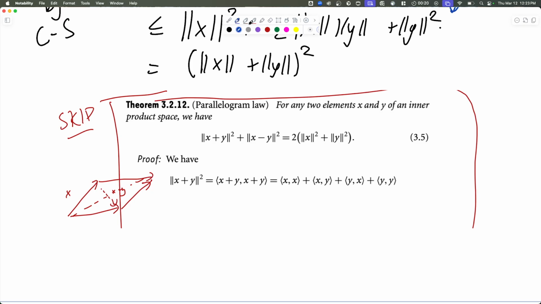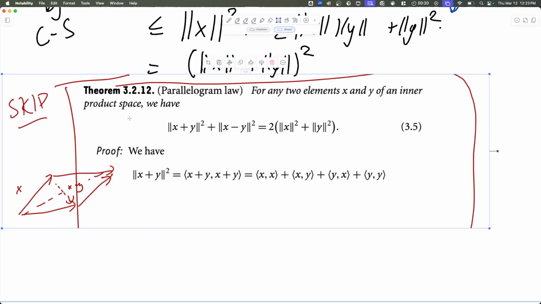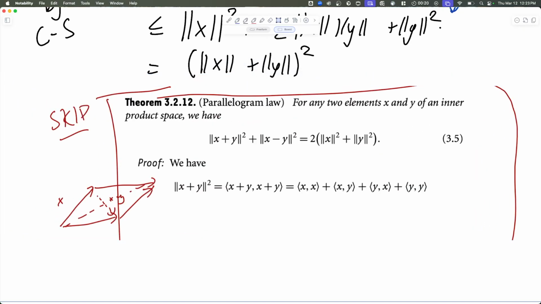I suppose I could at least make it a bit bigger for people who are copying. Okay. All right.